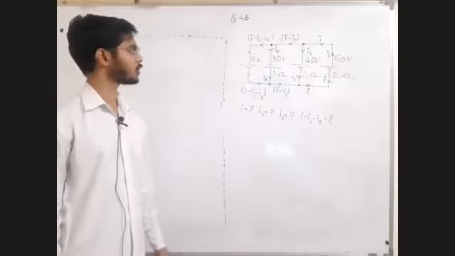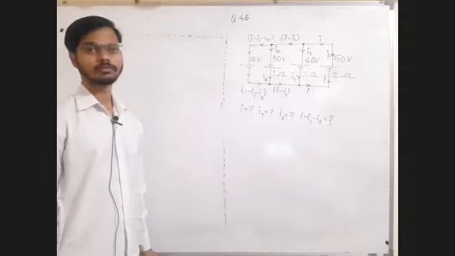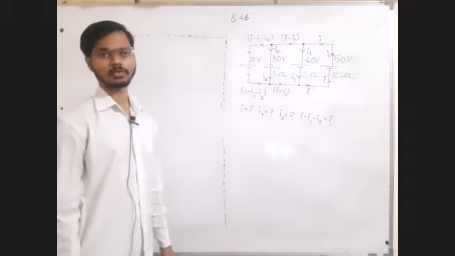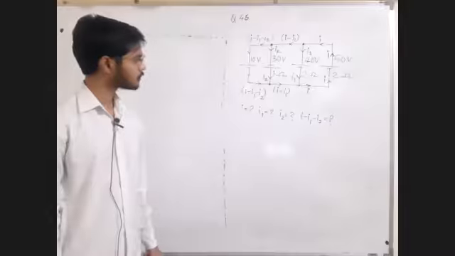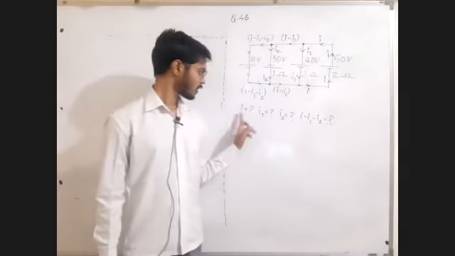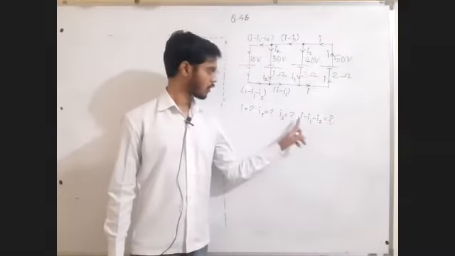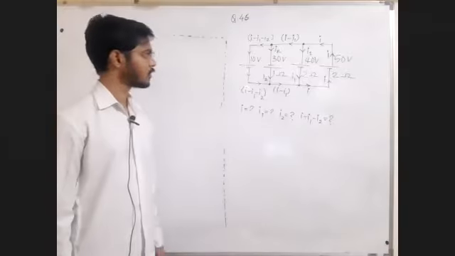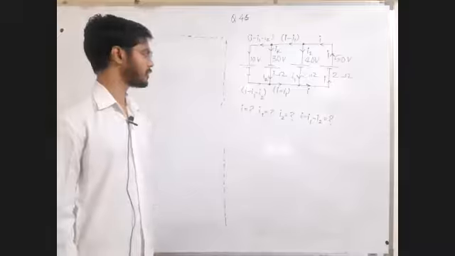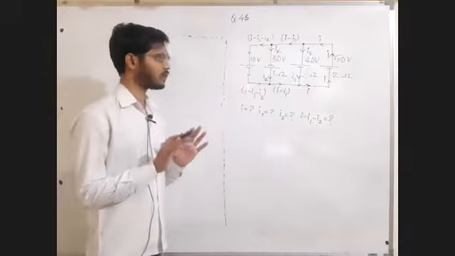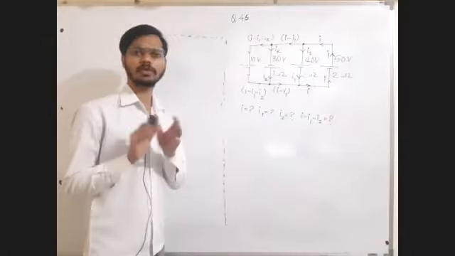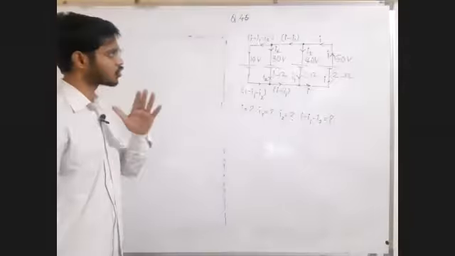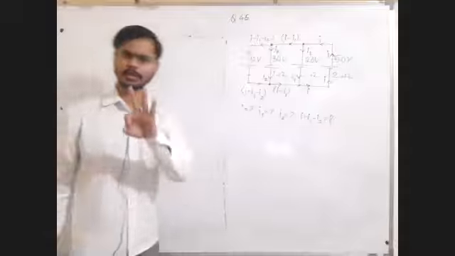Tell me how many unknowns? 3 unknowns. Correct. I1, I2, I. So only 3 unknowns are there, so we need 3 equations. I will write 3 equations, and a task will be given to you to solve 3 equations and 3 unknowns. Okay. So to write 3 equations, you need 3 loops.